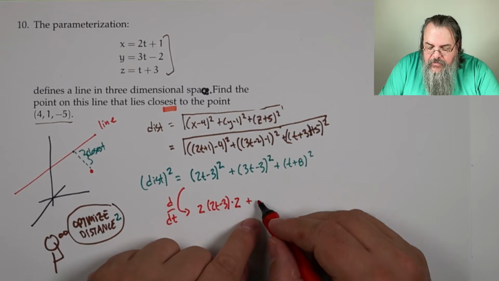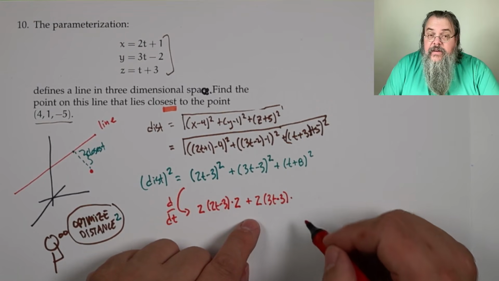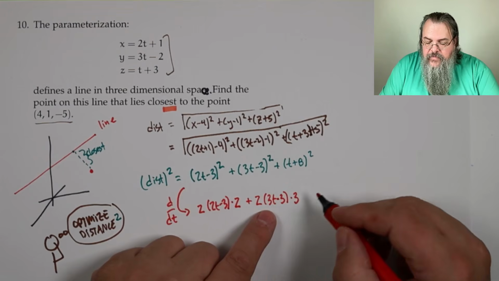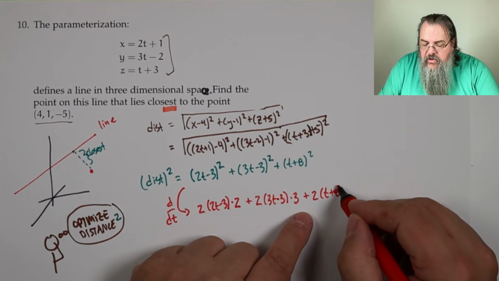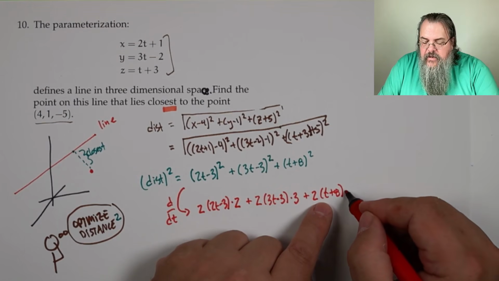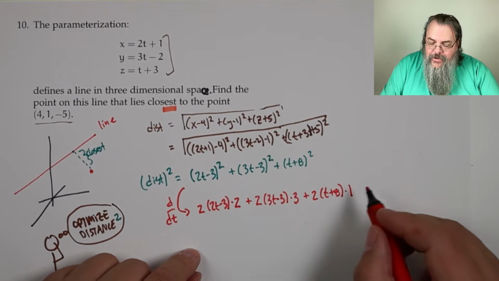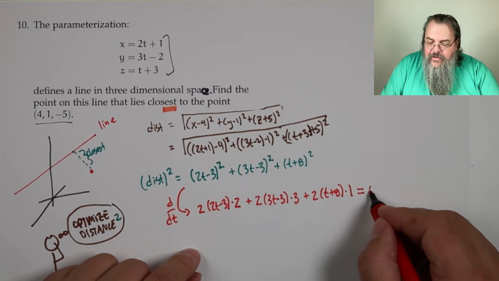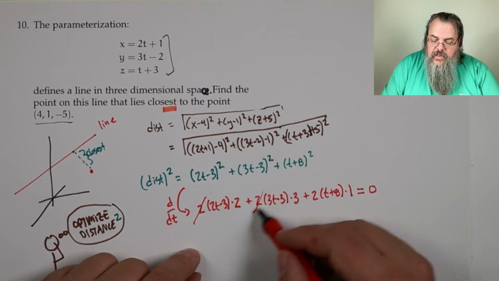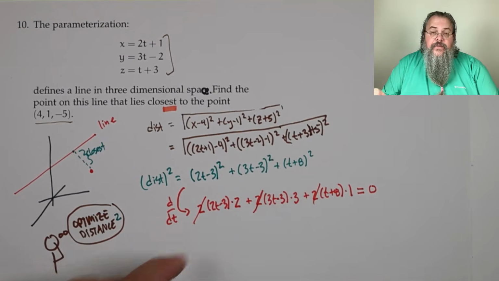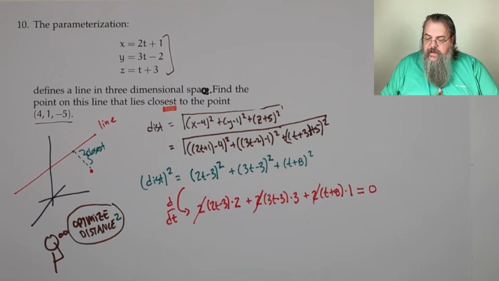Plus, go to the next term. The 2 comes down. 3t minus 3 times derivative of the inside, which is 3. And then plus, the 2 comes down. T plus 8 times derivative of the inside, which is 1. All right, now that's the derivative. What do you do with your derivative if you're trying to optimize? Set it equal to 0. Now we can do something really quick, which is cancel all the 2's right away, since every term has a factor of 2.